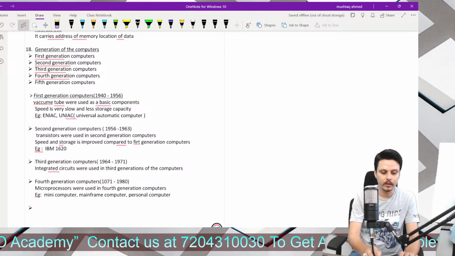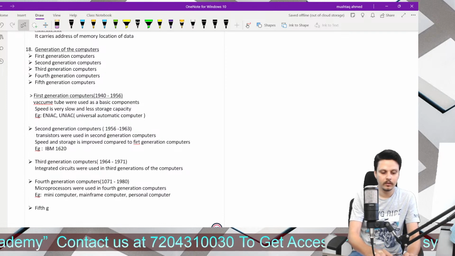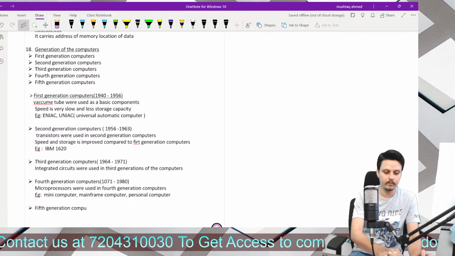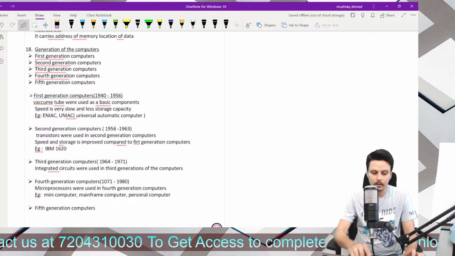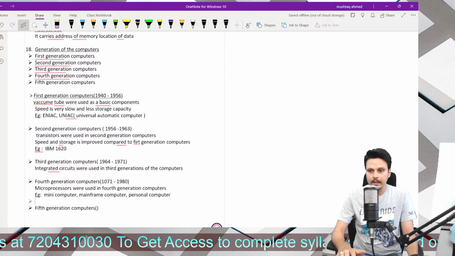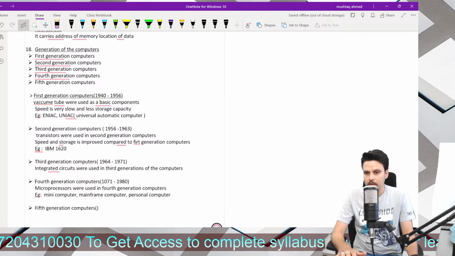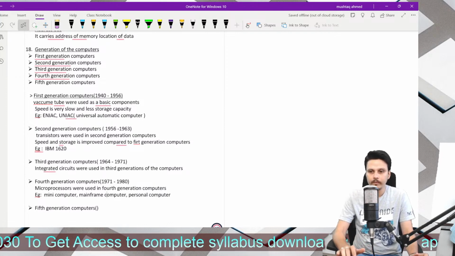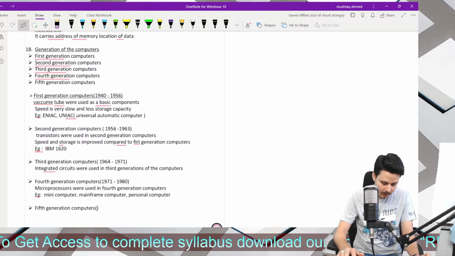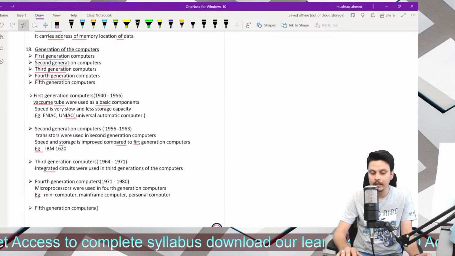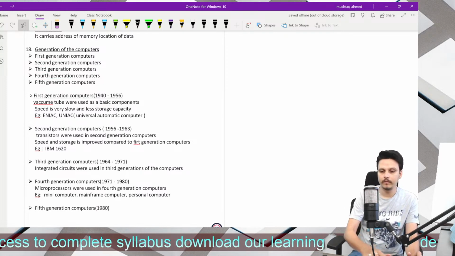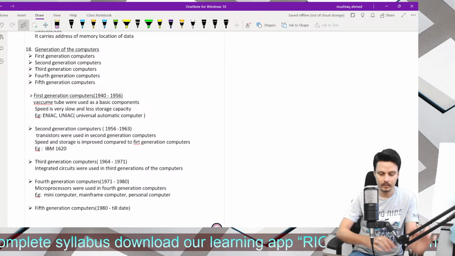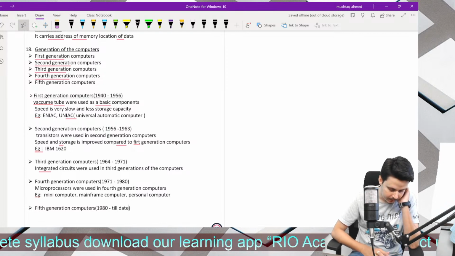Fifth generation computers. The fourth generation was 1971, sorry. Fifth generation computers started in 1980 till date.